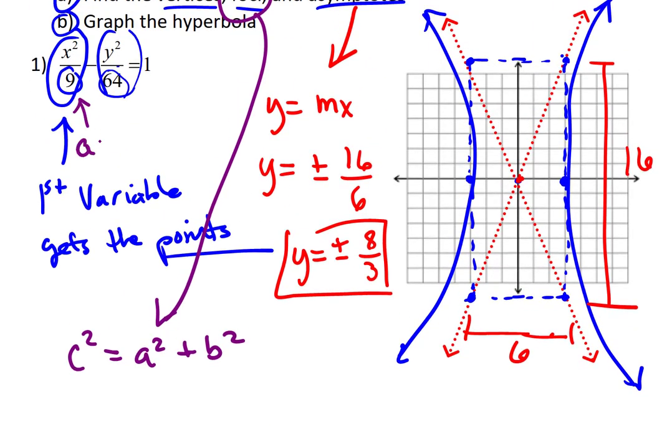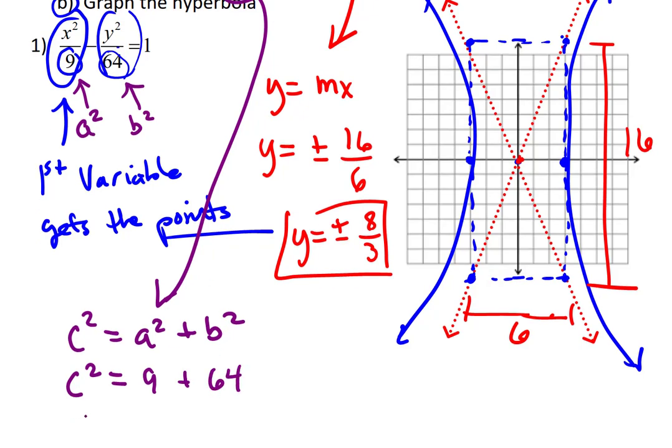Remember, a squared is the first denominator, in this case the positive one for a hyperbola, and of course b squared is the second. So in this example we have c squared equals a squared, which was 9, plus b squared, which was 64. We're just adding these up, so we can say c squared equals 73, which means c equals the square root of 73. Remember, we don't need a plus or minus for this. We have positive distances here. This is approximately 8.5. That'll just kind of help guide our graphing.